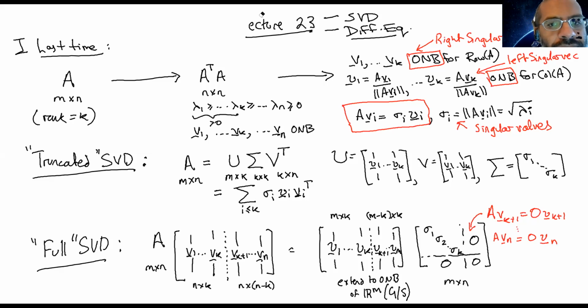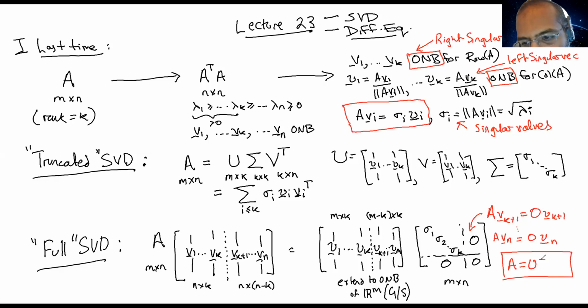So when you do this, what you end up getting finally, when you combine this, is the same equation, A equals U sigma V transpose, but with different dimensions. U is now m by m, V is n by n, and sigma is m by n.